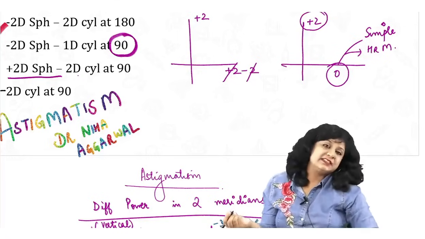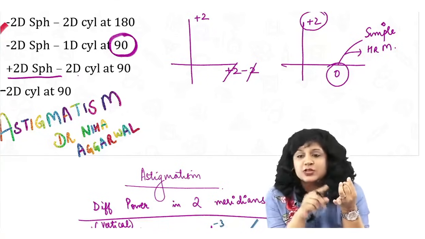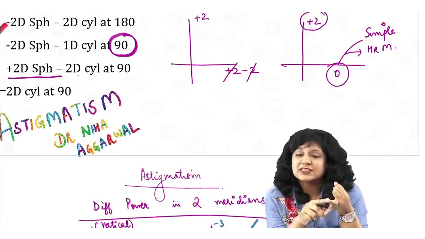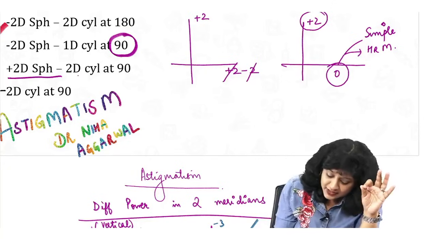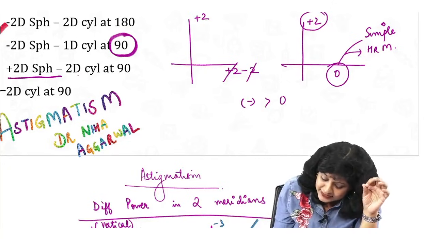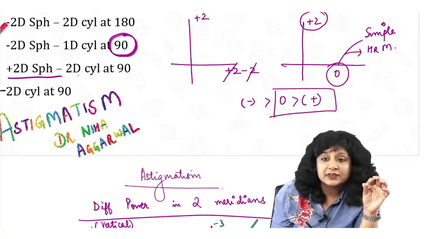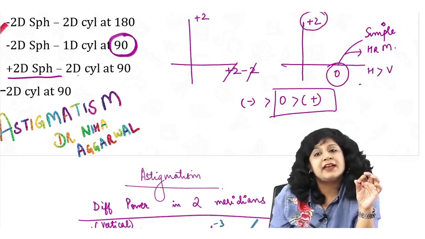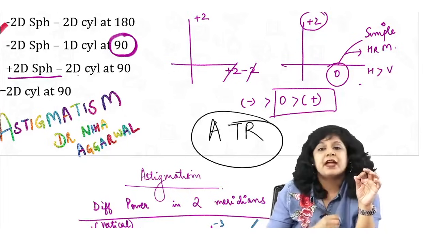And obviously this is astigmatism because one power is 0 and one meridian is plus, right? So one is 0, that means it is a simple astigmatism. You have the other one with plus sign, that means it is hypermetropic. Now can you tell me, is it with the rule or against the rule? Now see, minus power is more than 0 power and 0 power is more than plus power. Can you see here? That means the horizontal meridian is more than the vertical meridian. So very conveniently I can say that this is against the rule astigmatism.